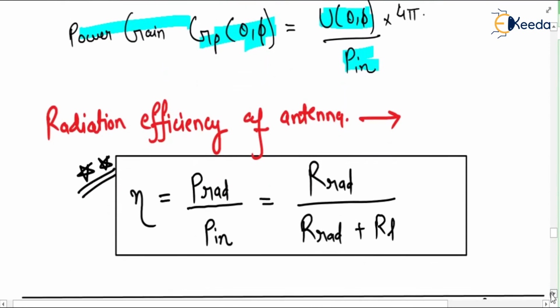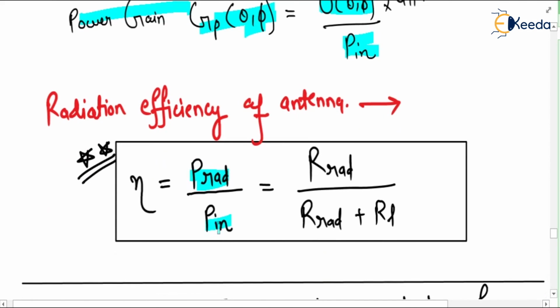Radiation efficiency of the antenna is radiated power divided by total input power. When we solve it, this is equal to the ratio of radiation resistance to the total resistance. Total resistance is radiation resistance plus loss resistance.